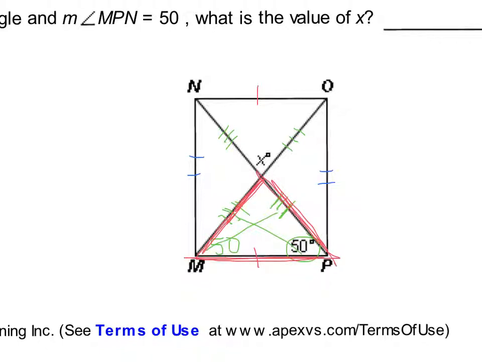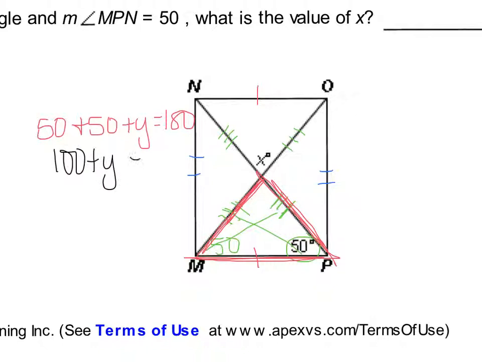If these two angles are 50, I know the angles of a triangle have to add up to 180. So that means if those two are 50, then this other one, I don't know what it is yet, I'm going to call it y. If I add them together, 50 plus y equals 180. Well, 50 plus 50 is really 100. So 100 plus y has to equal 180. So doing a little math, minus 100, minus 100, y has to equal 80 degrees. So this one inside is 80.